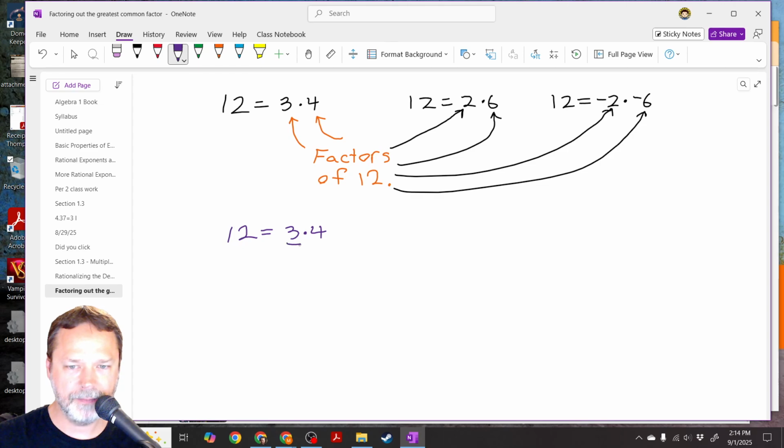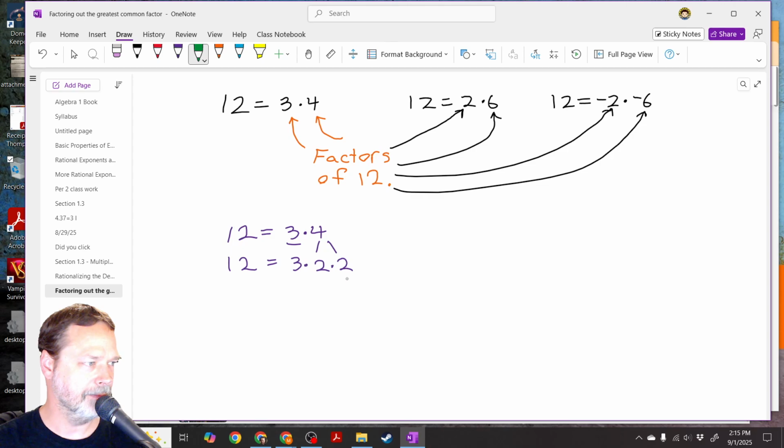3 is a prime number, so that means I can't go any further, but 4, we could definitely go a little bit further. 4 is the same as 2 times 2, and so I could rewrite 12 in that case as 3 times 2 times 2, and then I'd have to stop because 2's are also prime. They have no factors other than 1 and themselves. So those are prime, and we would stop there.